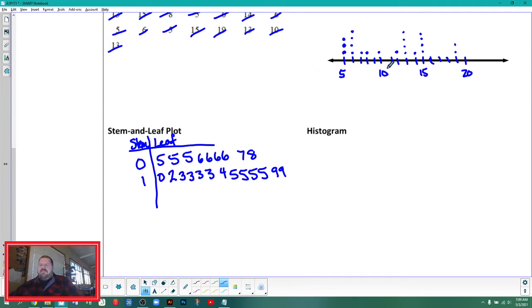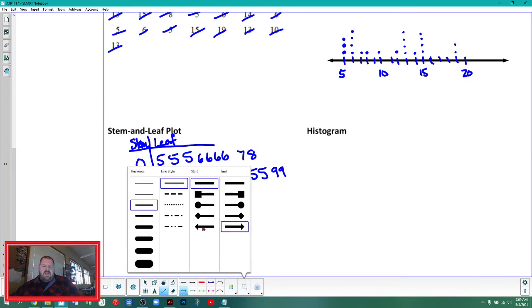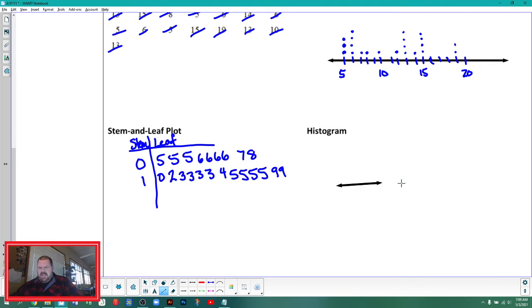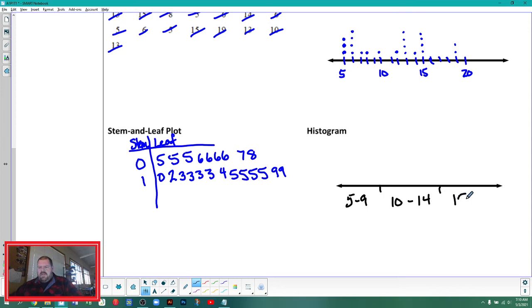Histogram wise, maybe we go like 5 to 9, and 10 to 14, and 15 to 20. That's what we'll do. So with the histogram, you got to figure out your own breakdown. We're going to go 5 through 9, and then 10 through 14, and then 15 through 19, and that'll give us everything we need.